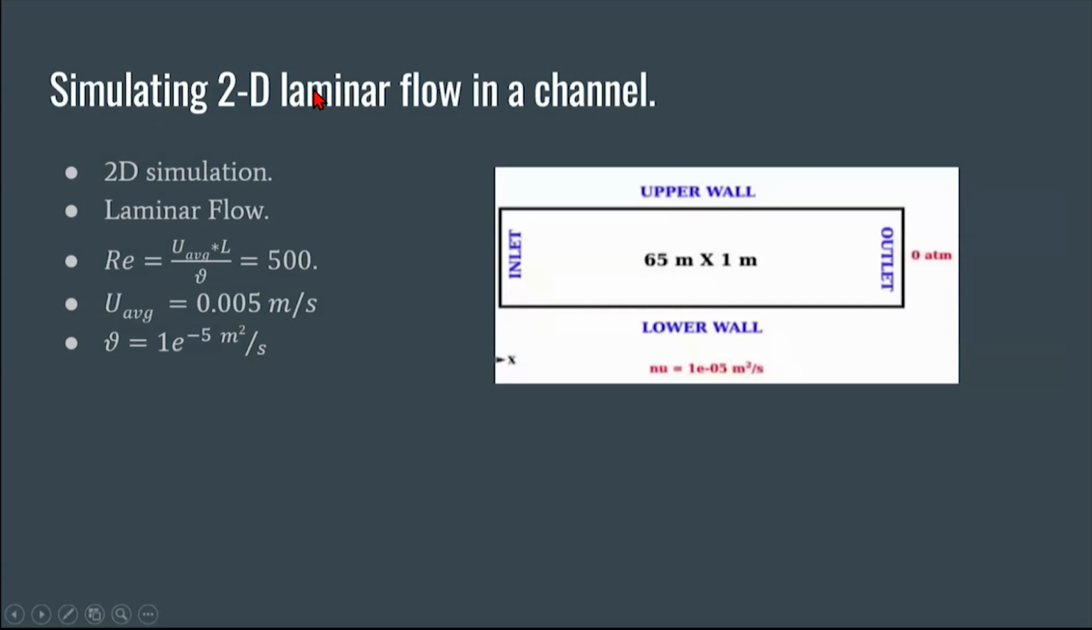First we will be simulating a 2D laminar flow in a channel. This is our channel that is shown in the figure. We have the inlet, outlet, upper wall and lower wall as boundaries, and front and back as empty, because we are doing a 2D simulation. The Reynolds number that we have chosen for our laminar flow is 500. Our average velocity at the inlet is 0.005 meter per second. If you input these values in the Reynolds number formula, then you get the Reynolds number as 500. The kinematic viscosity has a value of 1e-5 meter square per second.